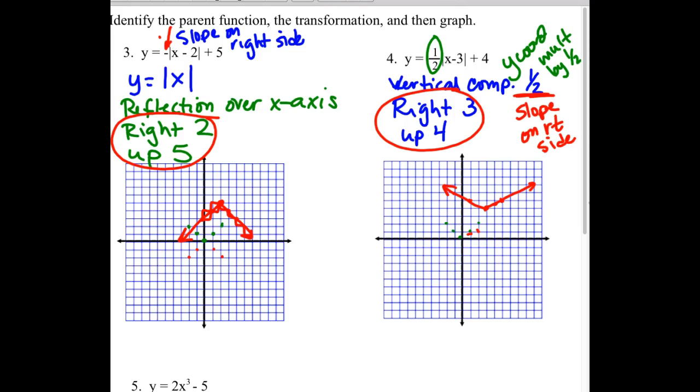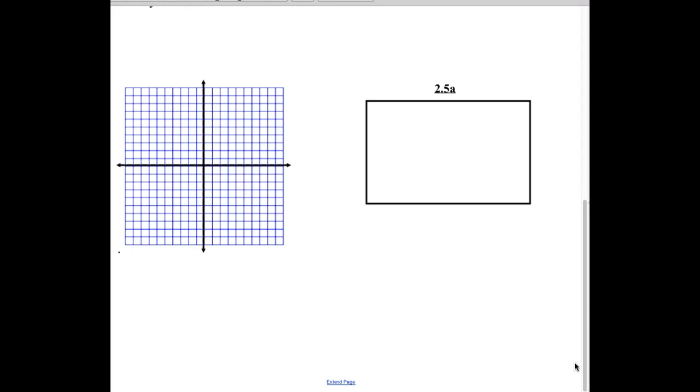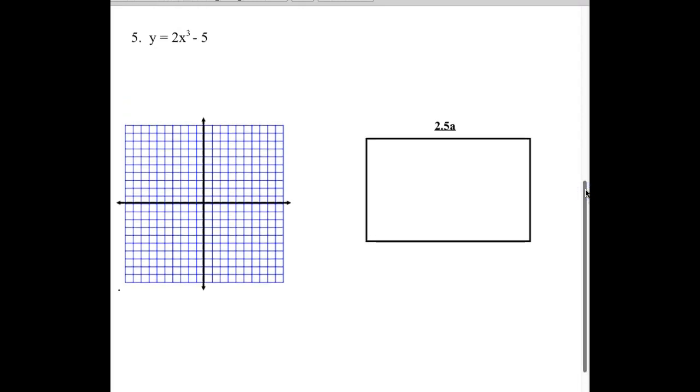All right, we have one left. What is the parent function? What's happening to the x? It's getting cubed. All right, so our parent function is a cube graph. So again, 0, 0, 1, 1, 2, 8. And then on the left side, negative 1, negative 1, and negative 2, negative 8. All right, what are we doing to those points? How are we transforming that?